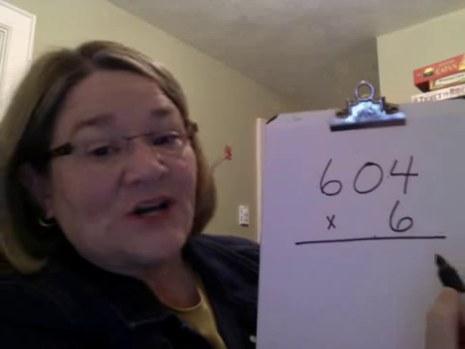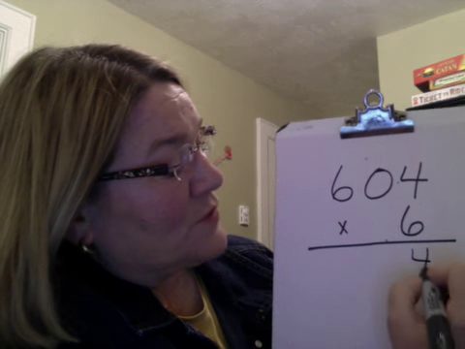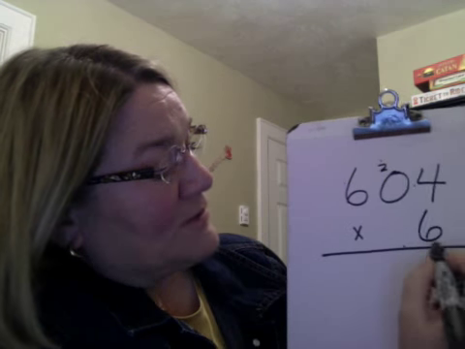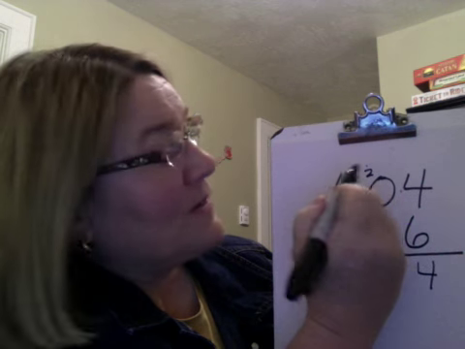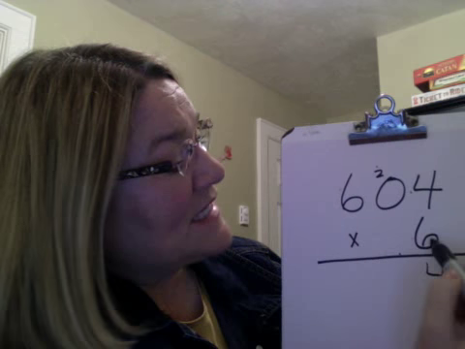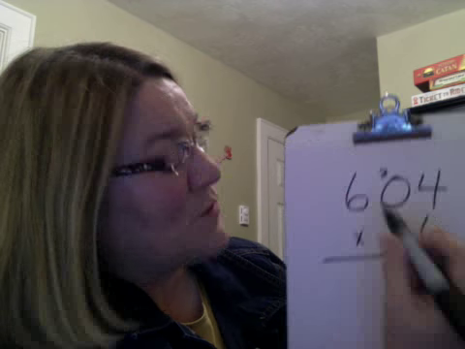Let's go ahead and get started on this one. 4 times 6 is 24. So we put a 4, and then we have to regroup that too, because there isn't room to write 24 in the ones column. So we move it up here, and it becomes 2 tens. So now we have 6 times 0 is 0, and we add on 2 to 0, and we end up with 2.